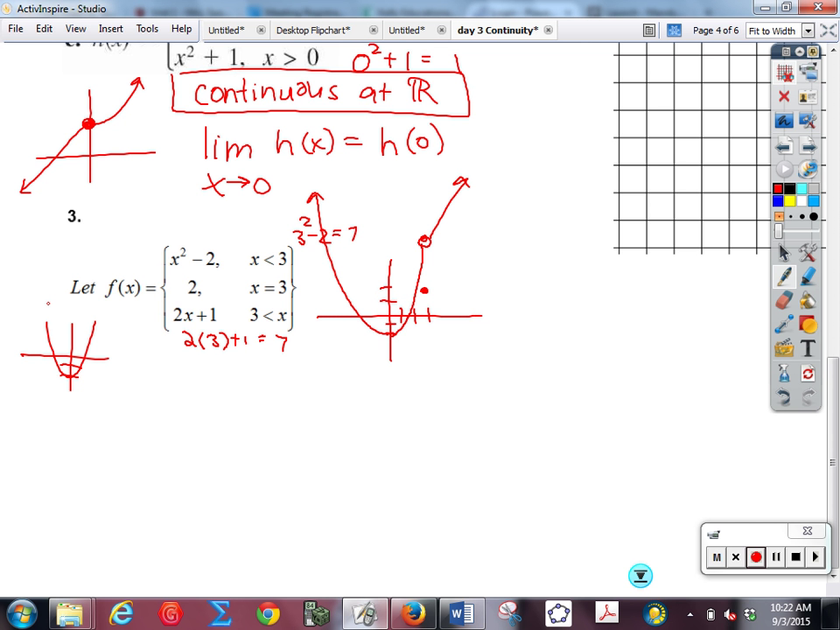Would you call it a jump? I don't know. I'd maybe call it a hole. But it says in the back it's a jump, huh? Wait, isn't it officially called a point discontinuity?